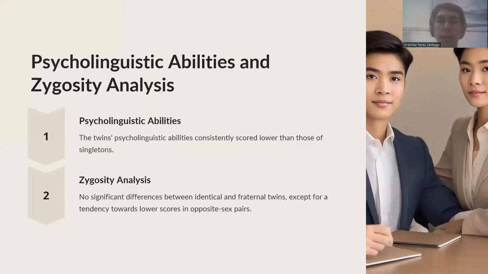Also, something important, we're in a psychology course, it's psycholinguistic abilities and the zygosity analysis. Zygosity refers to an early stage where the human is basically a zygote. It's a really premature stage. So the psycholinguistic abilities show that the twins' abilities consistently score lower than those of singletons. So that's a kind of bad side for twins, that they score lower than the others. But the zygosity analysis didn't show so much difference. It says that there is no significant difference between identical and fraternal twins, with certain exceptions that we can see, right? That's for the psycholinguistic abilities.